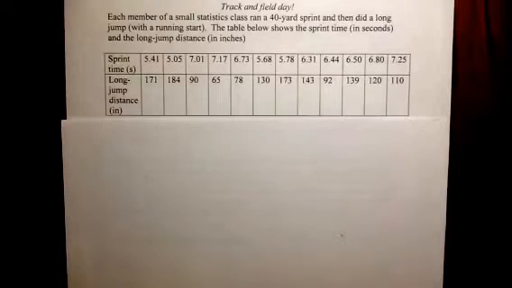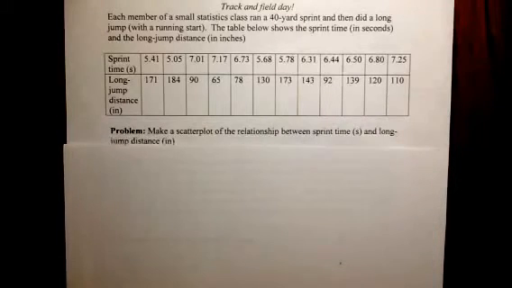Each member of a small statistics class ran a 40-yard sprint and then did a long jump with a running start. The table below shows the sprint time in seconds and the long jump distance in inches. So we have our table of values, and for our problem, we want to make a scatter plot of the relationship between sprint time and long jump distance.